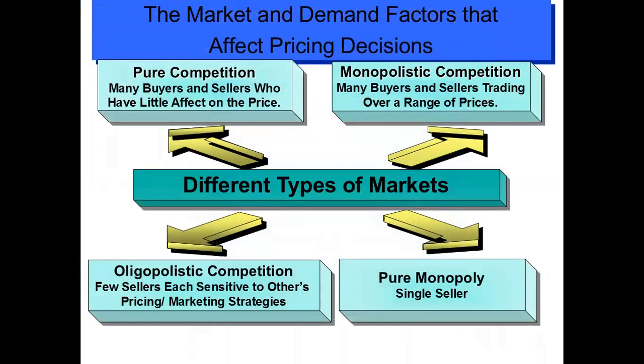One is pure competition, that is the perfect market, where many buyers and sellers have little effect on the price. There is monopolistic competition, where there are many buyers and many sellers, but they trade over a range of prices. There is pure monopoly, where only a single seller controls the entire pricing of the market. Then there is oligopolistic competition, where there are a few sellers and each is sensitive to others' pricing and marketing strategy. Once one competitor changes the price, the others have to change their prices too.